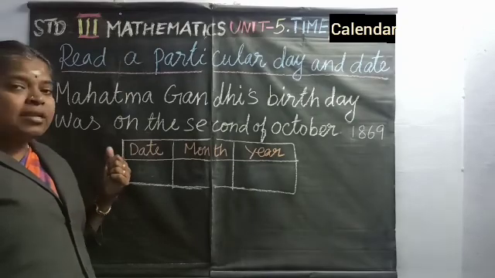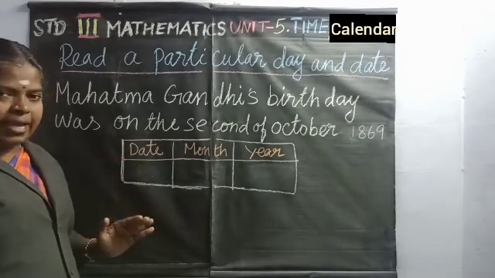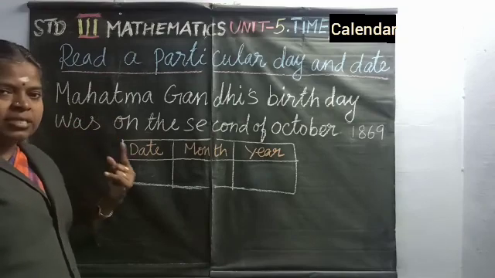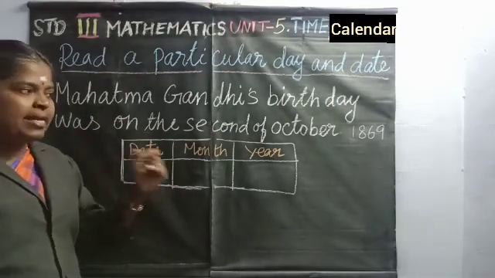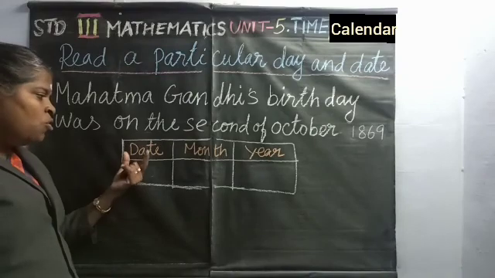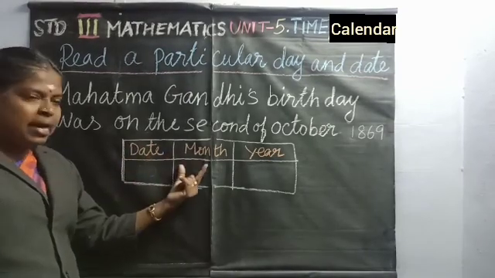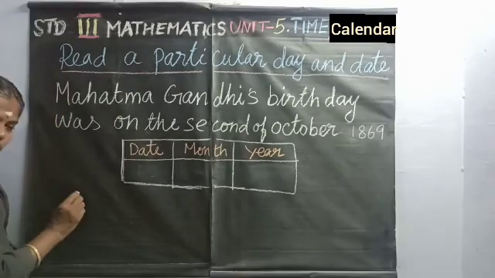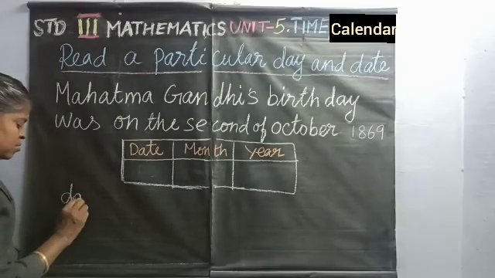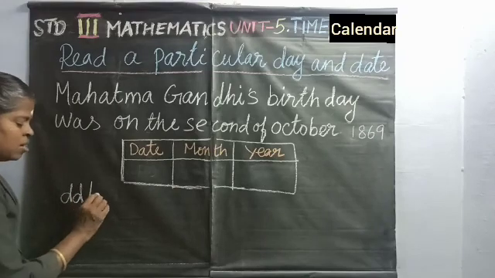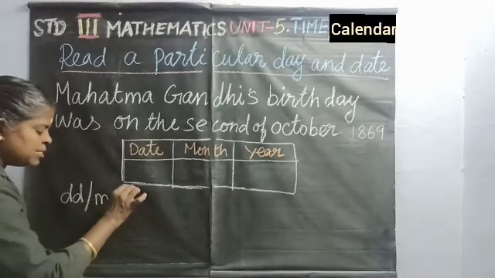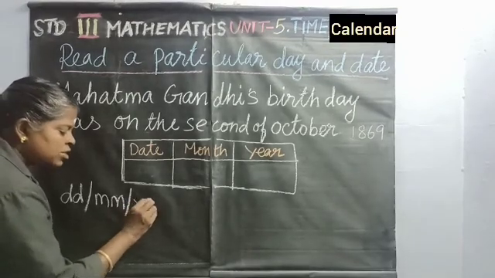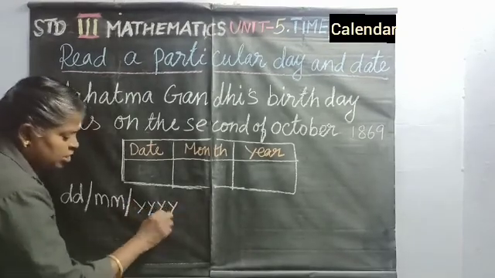Now we can read a particular day and date. Here Mahatma Gandhi's birthday was on the 2nd of October 1869. So date, month, year. Generally we have to write the first 2 digits as the date, then a slash, then the month. The next 2 digits are the month. Next, after the slash, the last 4 digits are the year.